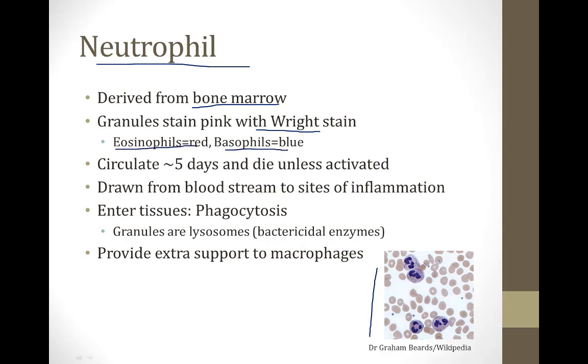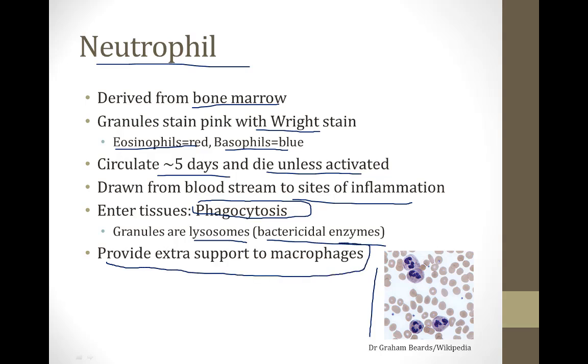Neutrophils circulate in the bloodstream about 5 days and they die unless they're activated. They are drawn from the bloodstream to sites of inflammation by macrophages and cytokines. We'll talk about that process in a minute. Once they enter tissues, their job is to do phagocytosis. The granules that stain pink with Wright stain are lysosomes, and they contain bactericidal enzymes and all those things we talked about before that can kill bacteria. And as I said before, just think of these cells as providing backup support for macrophages when there's an infection taking place.